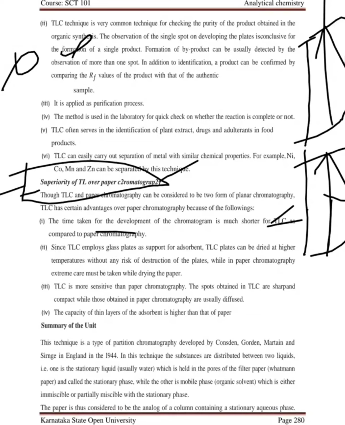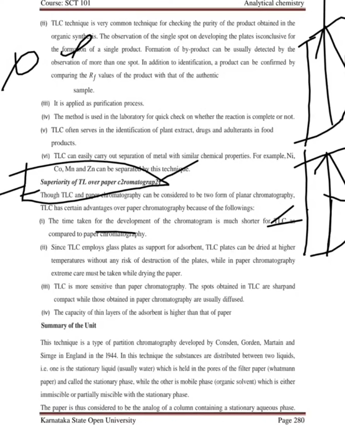The spots can be more sensitive, and the identification of the spots can be clearer. The purity of the compounds will be identified more easily compared to paper chromatography. And the capacity of the thin layer of the absorbent is higher than that of paper.